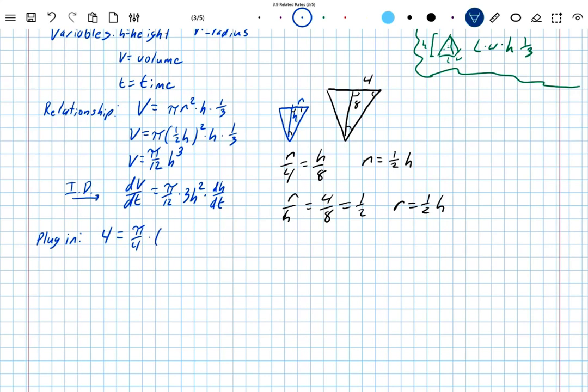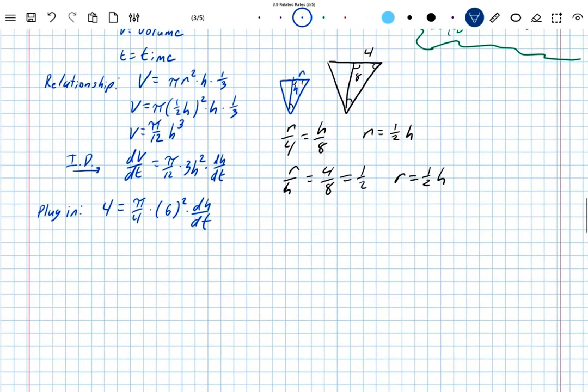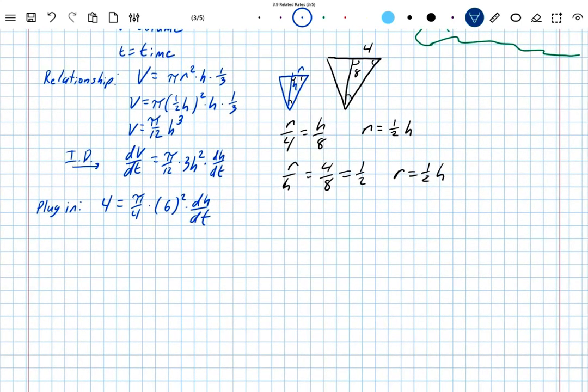Times 6 squared times dh/dt. Yeah, the algebra is much easier if you plug in first. You could solve for dh/dt and then plug in, but this ends up working pretty well. So, looks like if I bring that pi over 4 over, I get 16 over pi.